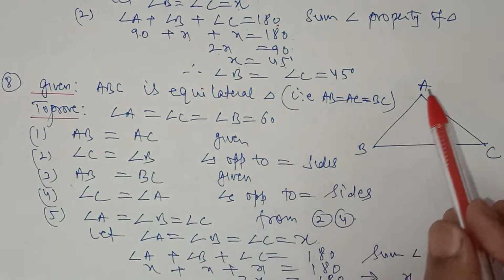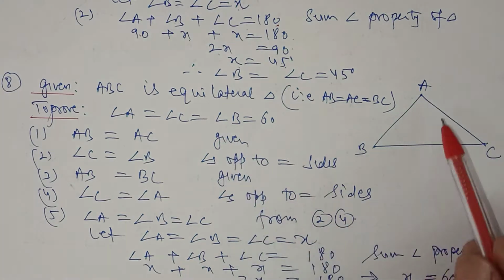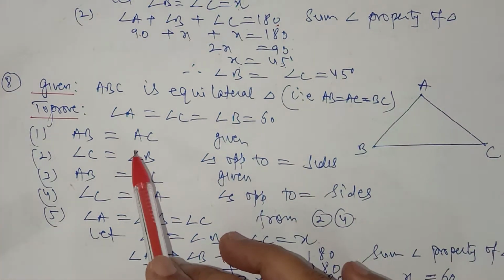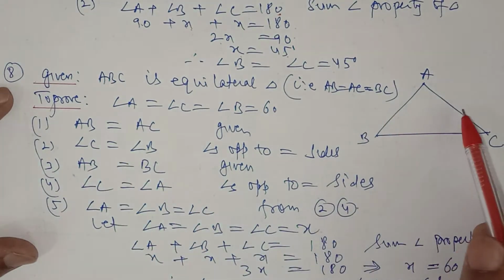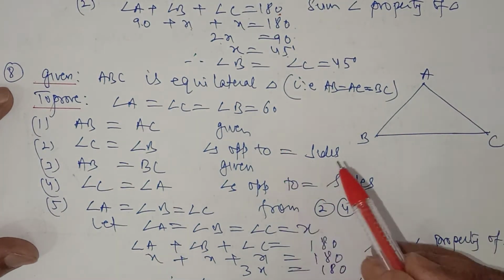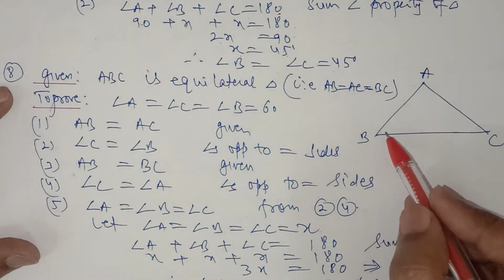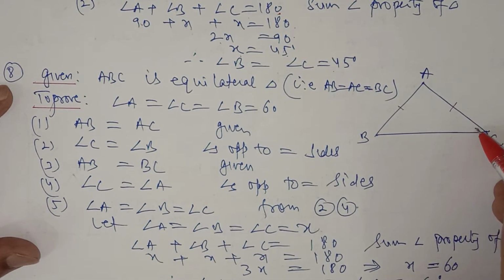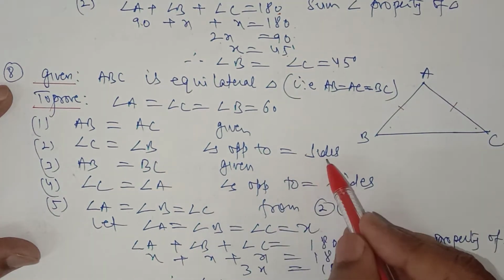So what is given? There is an equilateral triangle ABC and you have to prove that angle A, angle B and angle C are equal to 60 degrees. Now because AB is equal to AC, it is given, we can say that angle B is equal to angle C. Because these two sides are equal, angle C is equal to angle B, angles opposite to equal sides.